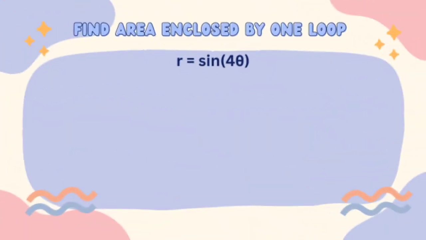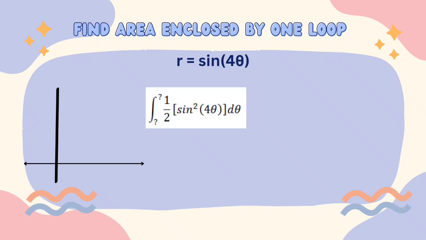Here's the example. Find the area enclosed by one loop of r equals sine 4 theta. So I'm going to try to come up with a decent little graph that I already know. The area is going to be 1 half, and I have to integrate sine of 4 theta. This is the function. I have to square it, so there's the square, d theta.